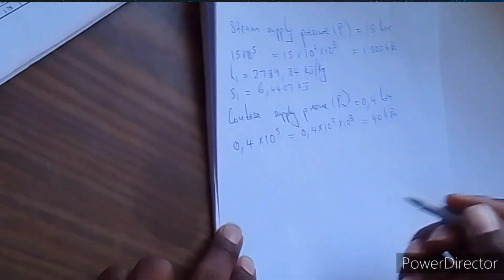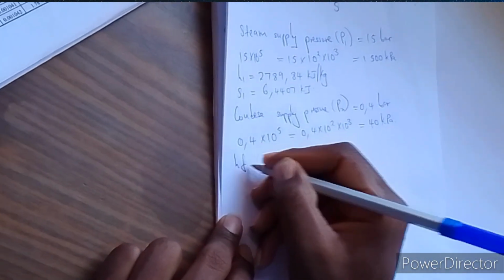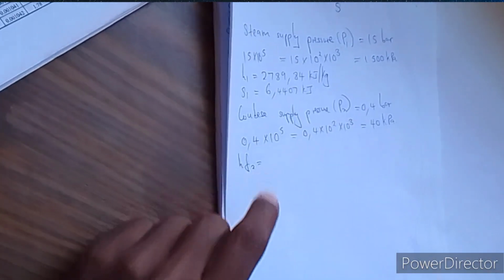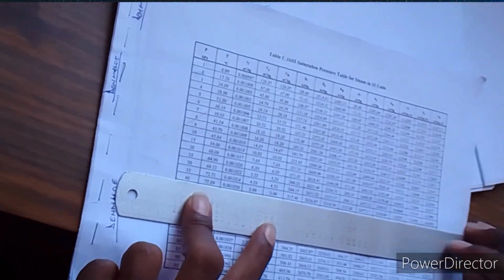Then after that, now we need to find Hf2. We have to find Hf of this pressure 2. So we have to take our steam table, and then we go straight to 140 kilopascals.